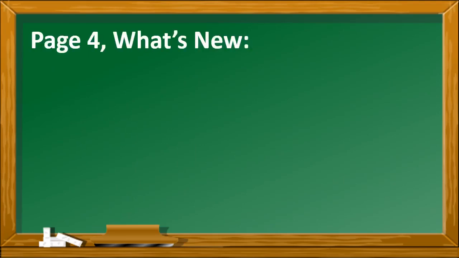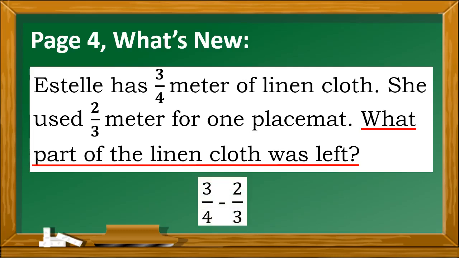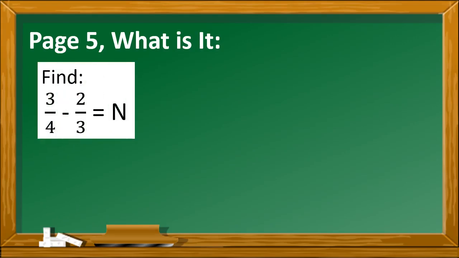Open your module on page 4, What's New? Estelle has 3/4 meter of linen cloth. She used 2/3 meter for one placemat. What part of the linen cloth was left? To solve the given word problem, let's subtract 3/4 and 2/3. Let's check the solution on page 5. What is it? Find 3/4 minus 2/3 equals n.